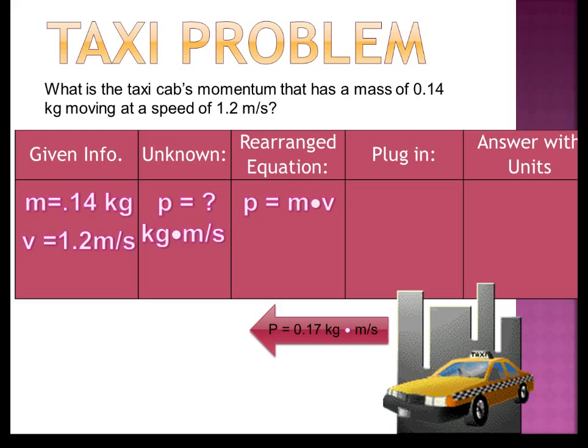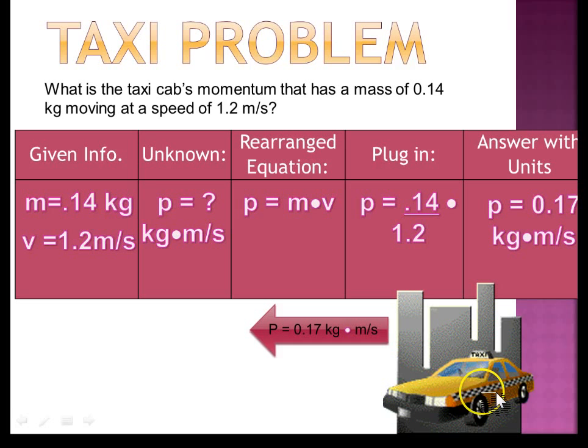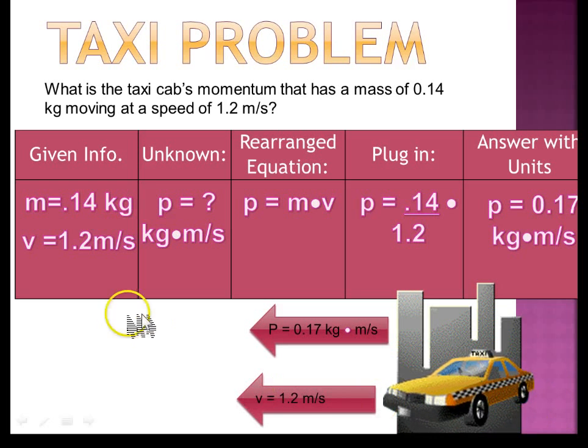So for momentum, the equation is mass times velocity, and this is on your pink sheet. Plugging in, we have 1.4 times 1.2. And our answer then will be, multiply those two numbers together, 1.7 kilograms times meters per second. And I just want to mention this, you guys, so it has direction. Your taxi is going to the left here in the picture. The velocity is 1.2 meters per second, and our momentum is 1.7 kilograms times meters per second.